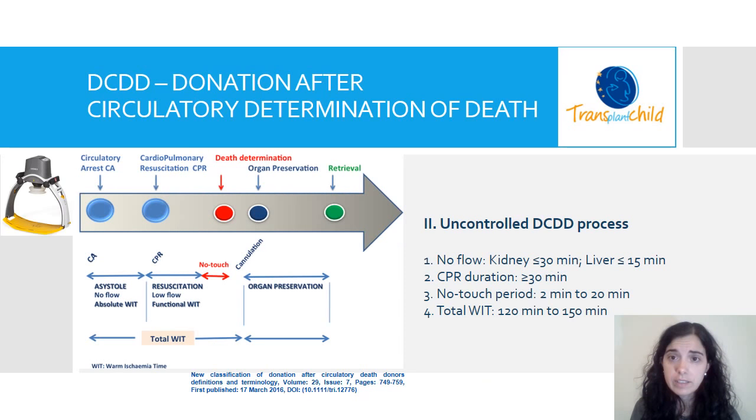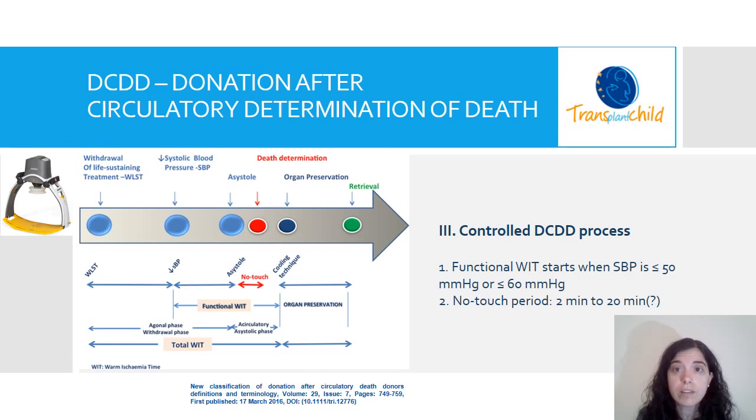The main concern in DCDD is how to manage the consequences of warm ischemia in donors' organs. Warm ischemia in uncontrolled DCDD is the interval of time between the circulatory arrest and cannulation for organ preservation. If we add the partial times, we conclude that total warm ischemia time is between 120 and 150 minutes. Uncontrolled DCD can only occur in centers where facilities for organ perfusion and retrieval are immediately at hand. For logistic reasons, uncontrolled DCD is usually restricted to kidney-only retrieval.